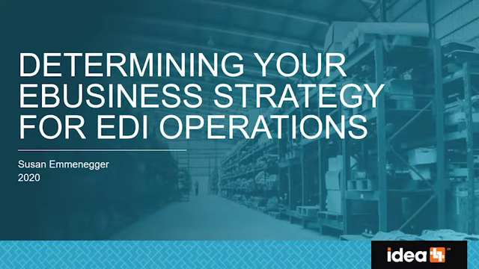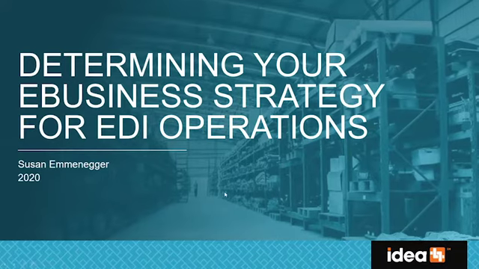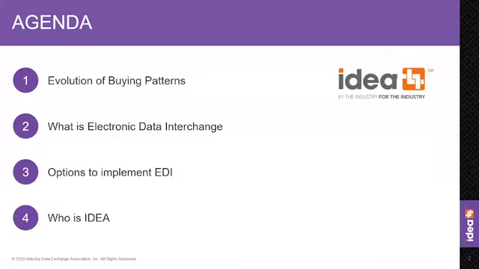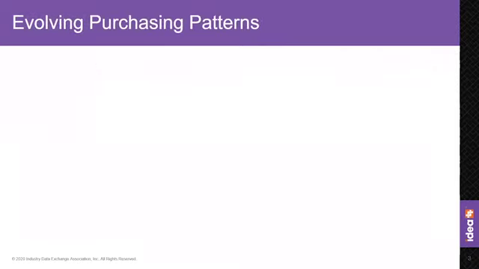So having said that, we're going to spend a little bit of time today talking about EDI in general, and then options for you to consider when you're implementing your EDI environment. As far as the agenda goes, there's just 4 main things we're going to cover today. We're going to talk a little bit about the evolution of buying patterns. We'll talk a little bit about what EDI is. And then we'll talk about some options to implement EDI and some considerations, thought provokers, when you're determining what's the best way to implement EDI for your organization. And I'll wrap this up with a little bit of information about IDEA, what we do, and how we can assist you. I will try to leave some time at the end of this presentation for questions.